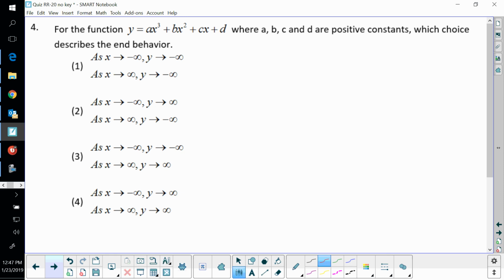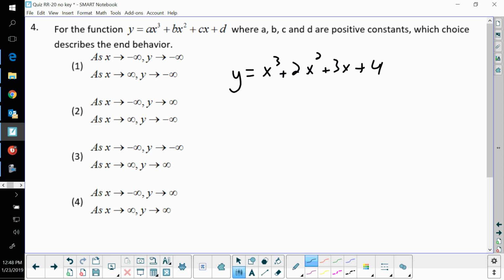Next one, number 4. So we're given a cubic function there, a polynomial. They tell us a, b, c, and d are positive constants. Which choice describes the end behavior? Well, one of the things I would do is I would put in positive numbers for a, b, c, and d. So let's put in 1 for a, so we'll have 1x cubed. And we will do 2x squared plus 3x plus 4.